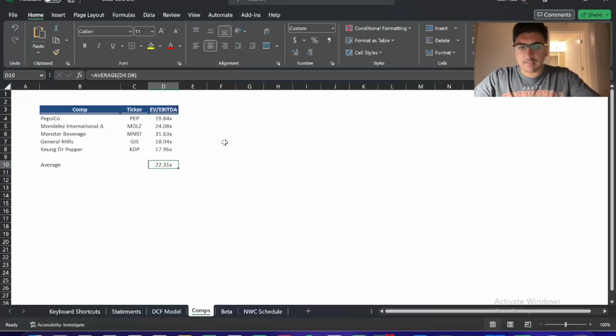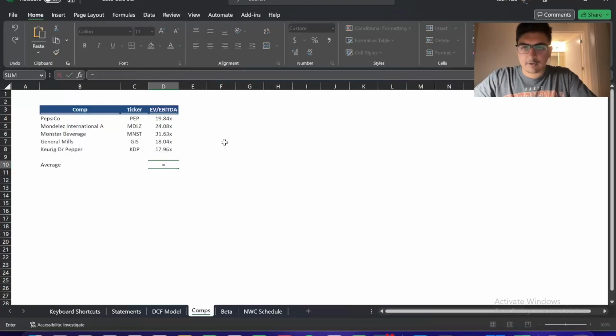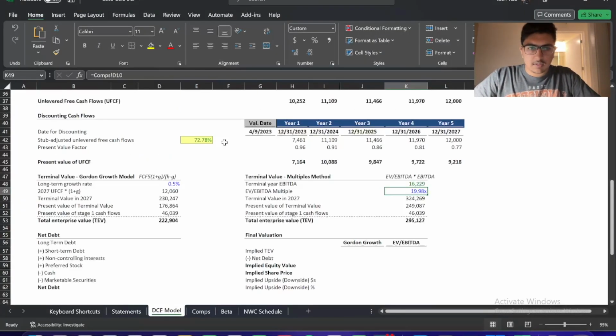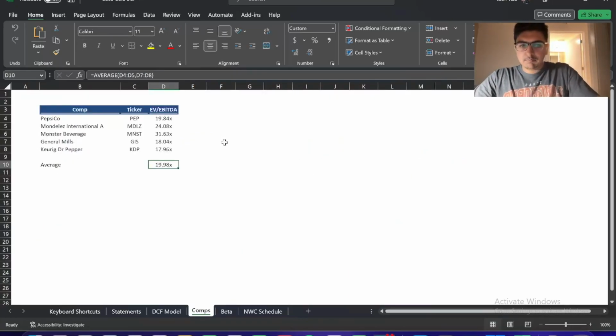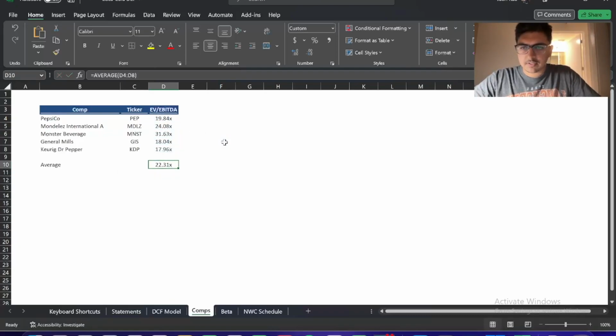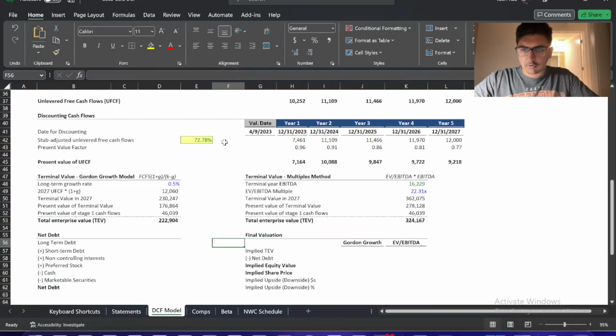Maybe if we were just doing the average of these two and then these two, yeah, 19.98, and that is probably going to severely desensitize. Yep, right. But let's keep it to the average because Monster is an important competitor, comparable company to Coca-Cola. So now we have our terminal value. We have our total enterprise values using the two methods.